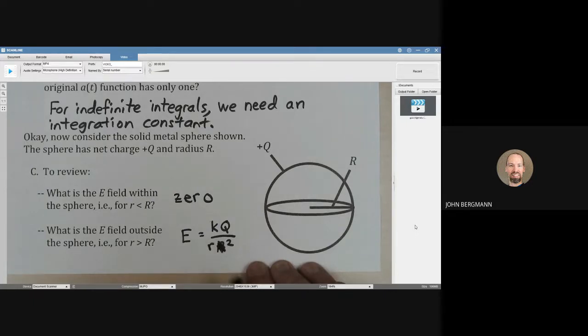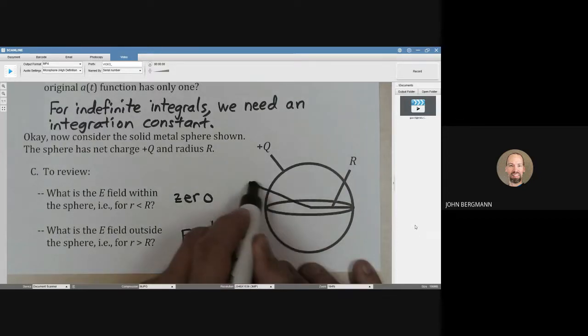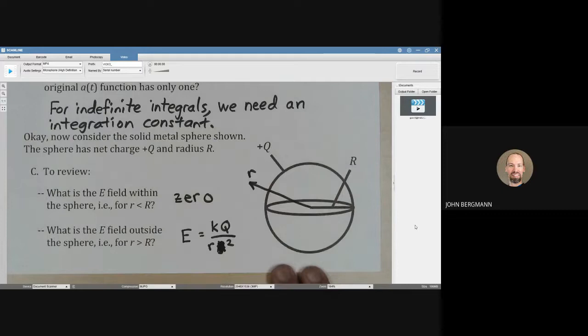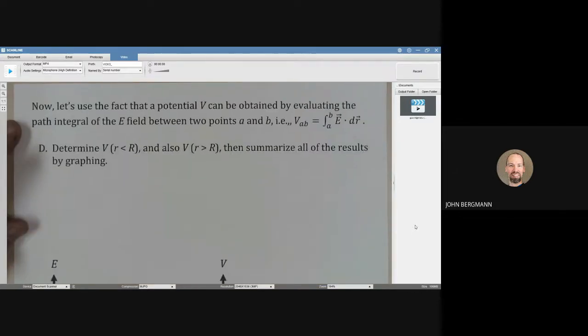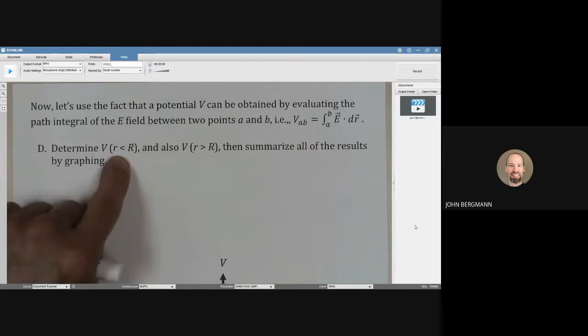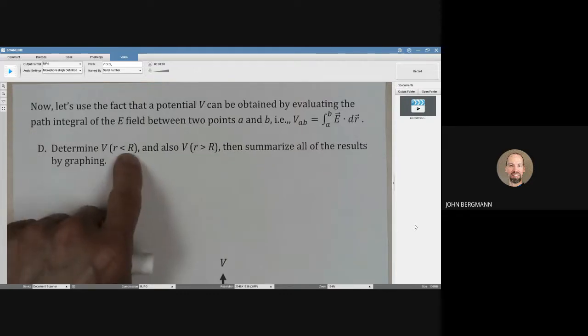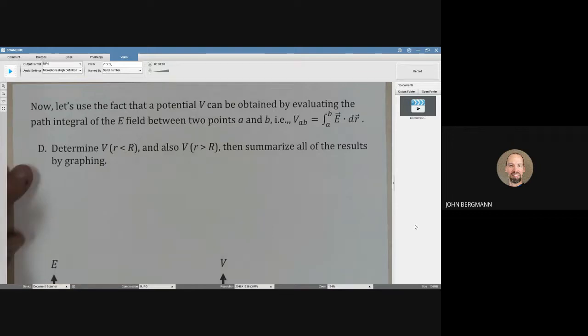Little r squared. So little r is something out here. All right, the further out we get, there's the magnitude of the electric field. All right, let's relate here the electric field to the potential. What's the potential for this sphere for r less than big R and for r greater than big R?